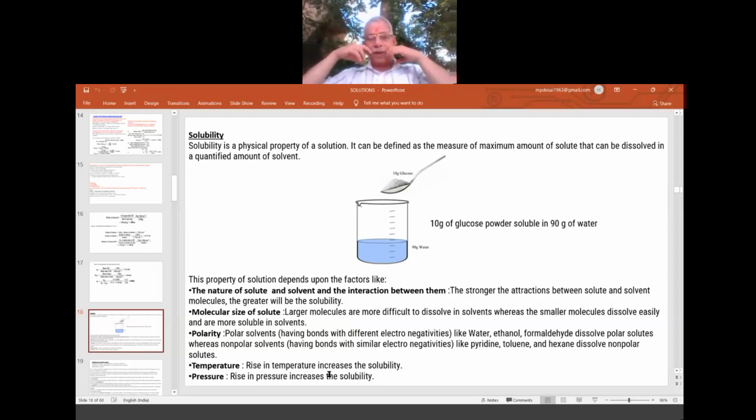Okay, right. Pressure. A rise in pressure increases the solubility. Definitely, when the pressure is more, solubility is more. When a gas is compressed at high pressure, it is more soluble. That is there in chemistry. So for a gas in a liquid, the more the pressure of the gas, the more soluble it is in the particular solvent.